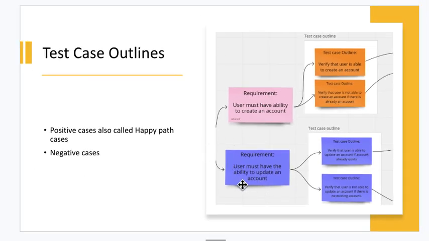Similarly, there is another example. So for each positive test case, we should have some negative test cases too. For example, if I'm able to create an account with first and last name, now the next negative could be, okay, what if I provide no first and last name? What if I just provide first name? What if I just provide last name? So these are all our negative test cases.